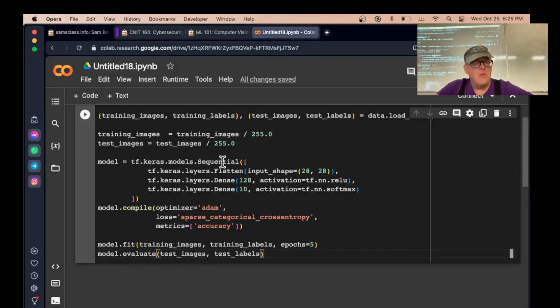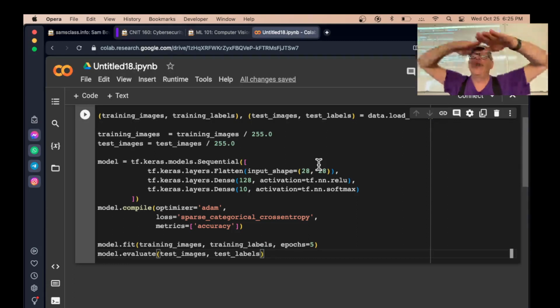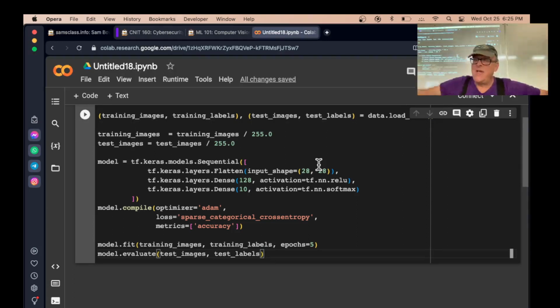And then we make a sequential model where first it's going to flatten the 28 by 28 down to 1 by 784 because the model likes to have just one line of neurons coming in. This is the input. Then I'm going to have one hidden layer with 128 neurons to do the calculation, and then 10 output neurons to indicate the probability that it's in any of those categories. And the softmax activation function will normalize it so that the output probabilities all add up to 1.